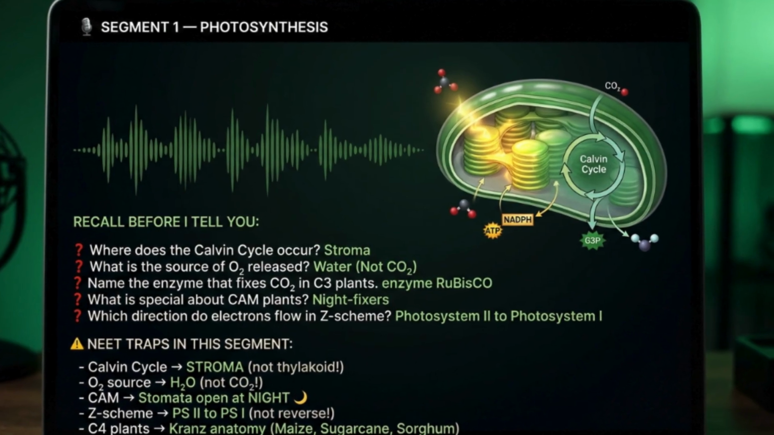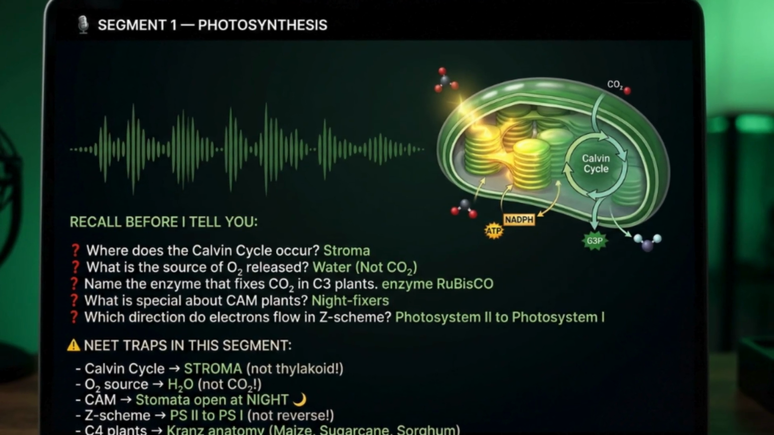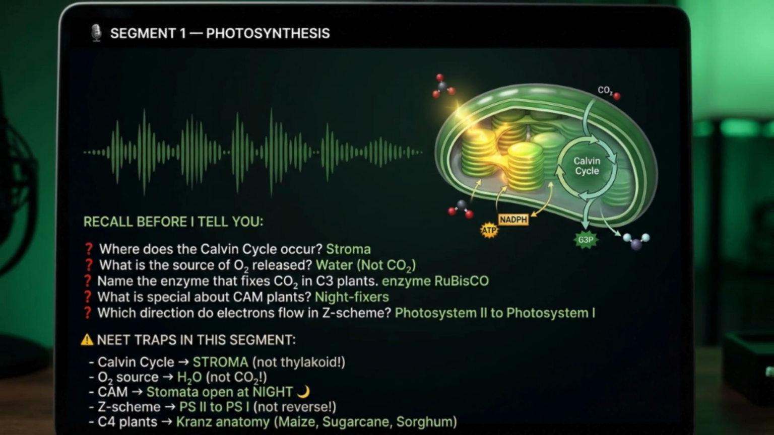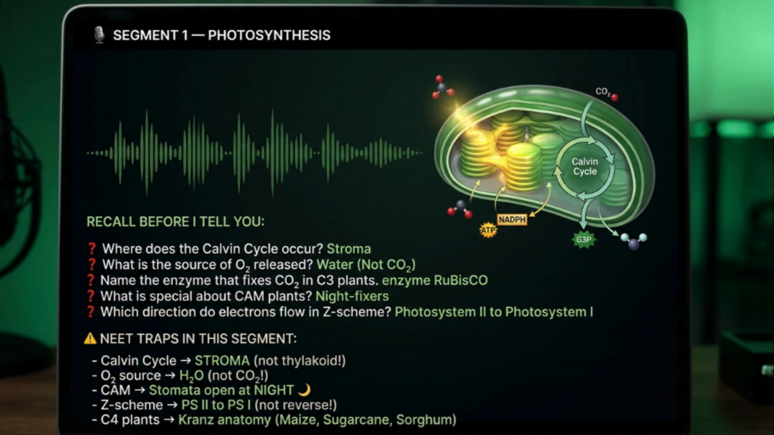First, photosynthesis in higher plants. I want you to picture a plant cell. Inside it, floating like a green lens, is the chloroplast. Double membrane, beautiful architecture. Now zoom in deeper. Inside the chloroplast, you see stacked coin-like discs. Those are the grana, made up of thylakoids. This is where sunlight is trapped. The fluid surrounding the grana is the stroma. Remember these 2 words, thylakoid and stroma, because NEET loves to test exactly which process happens where.